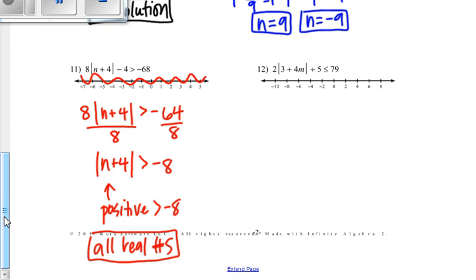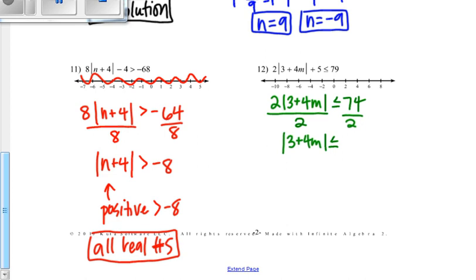And then on our last one, we're going to start by subtracting 5 on both sides. So that would be 74. And then I'm going to divide by 2. So the absolute value of 3 plus 4m is less than or equal to, and that would be 37. So I'm going to create two equations here. 3 plus 4m equals 37, and 3 plus 4m equals negative 37. And then we're going to do some solving here.